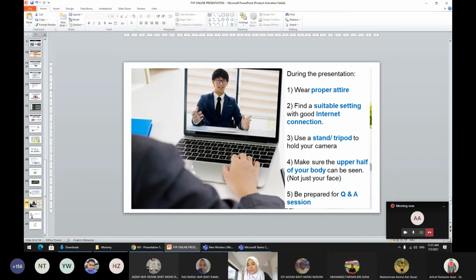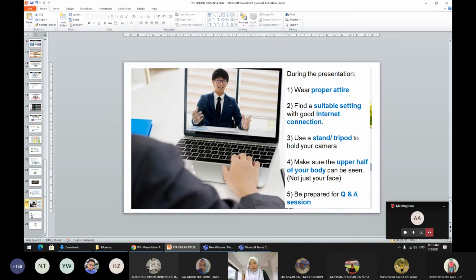Okay, so yeah. Number 2. Find a suitable setting with a good internet connection, guys. It's very, very important. If you are doing it at home, try to find a good space where you can put your camera, your laptop or your PC. You need to show the upper half of your body, so make sure the upper half of your body can be seen by the panels.